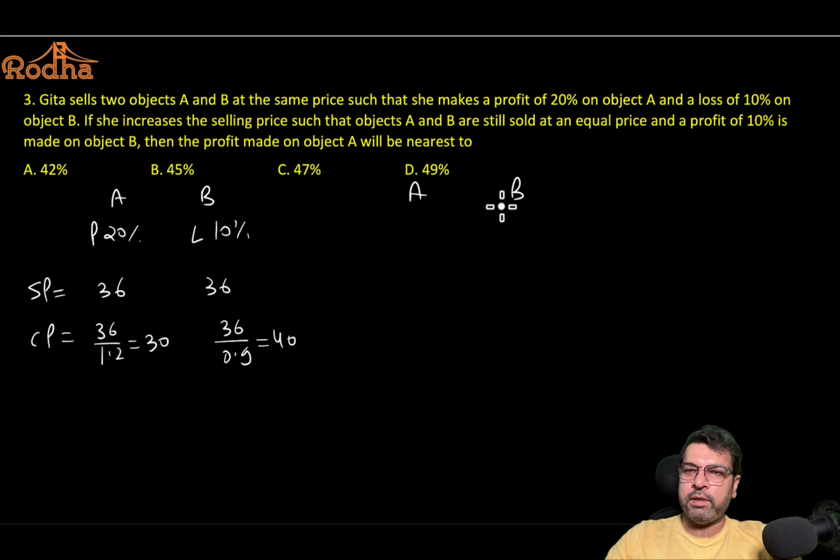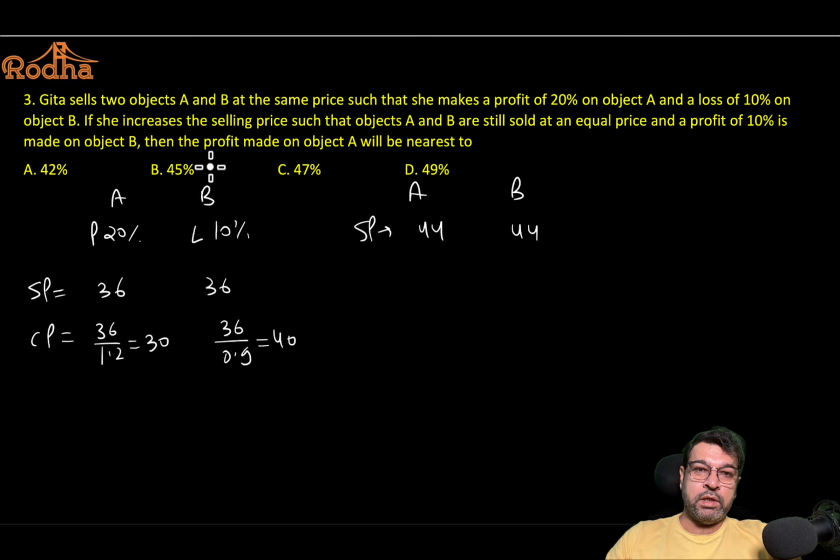सेलिंग प्राइस अभी भी सेम है and a profit of 10% is made on object B. ऑब्जेक्ट बी पे अगर वो 10% प्रॉफिट ले रहा है अभी, सो 10% of 40 का प्रॉफिट ले रहा है. इसका मतलब सेलिंग प्राइस अभी कितनी हो गई? 40 plus 4, 44. And the selling price is same for both. So, abhi bhi iska bhi 44 hi hoga.